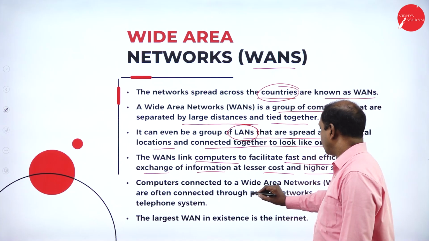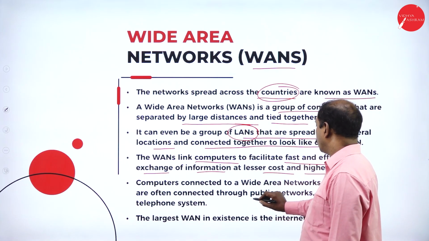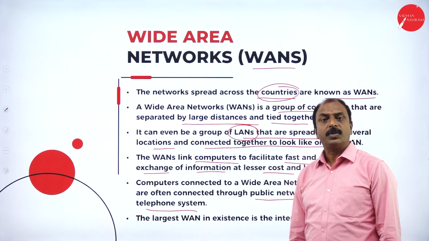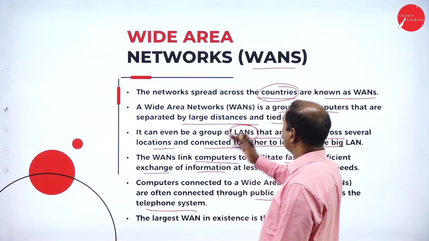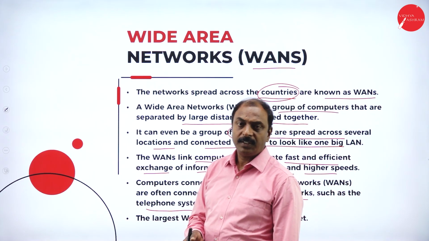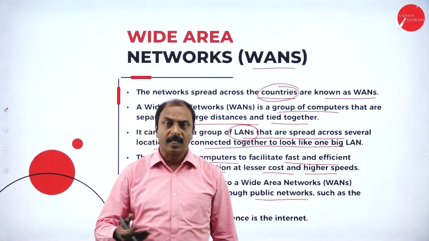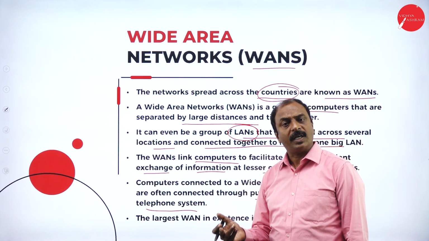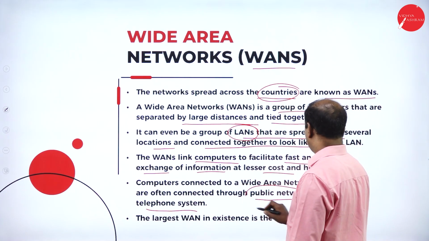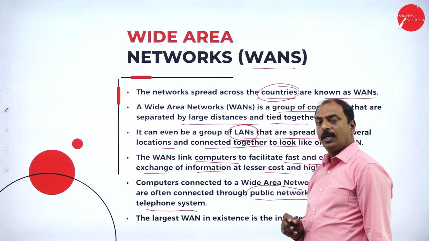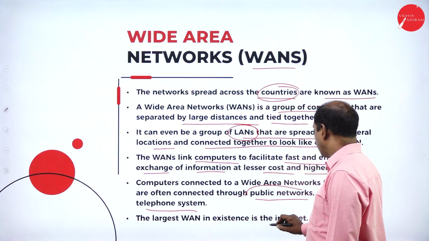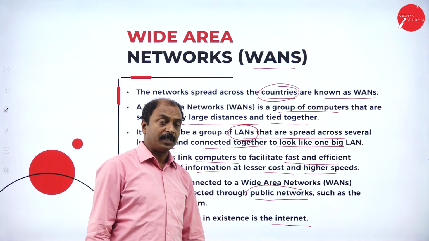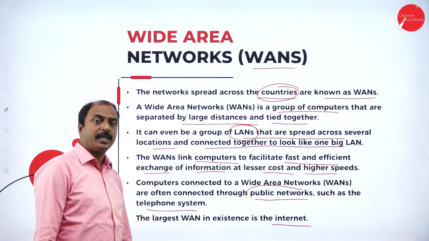Computers connected to a wide area network are often connected through a public network such as the telephone system. Here, how we are going to connect two different LANs, that's the definition of WAN. As we have seen, it is a group of different local area networks, and these different LANs are connected through a public network, for example, the telephone system. The largest WAN is the internet. So the internet is an example for wide area network. So this is about wide area network.